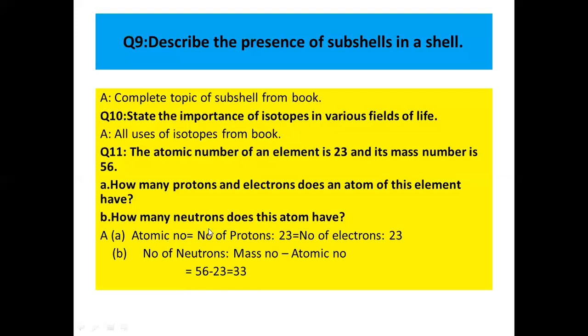Atomic number is always equal to number of protons. Number of protons are 23 and number of protons are always equal to number of electrons. So number of electrons are also 23.